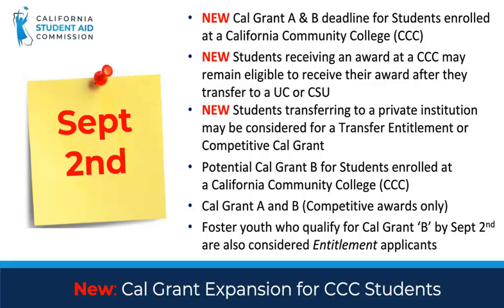Additionally, students receiving an award at a community college remain eligible to continue receiving their Cal Grant if they transfer to a CSU or UC. Students transferring to a private institution may be considered for a transfer entitlement or competitive Cal Grant award. The Cal Grant B for Foster Youth award maintains the September 2nd deadline to apply, and those students are still considered to be entitlement applicants.